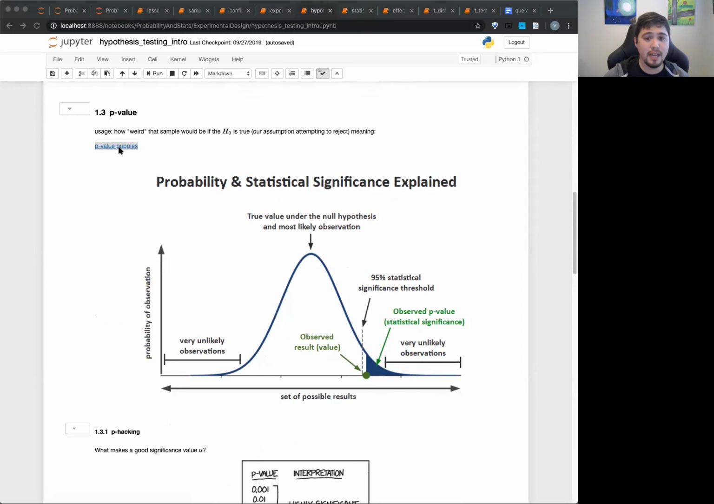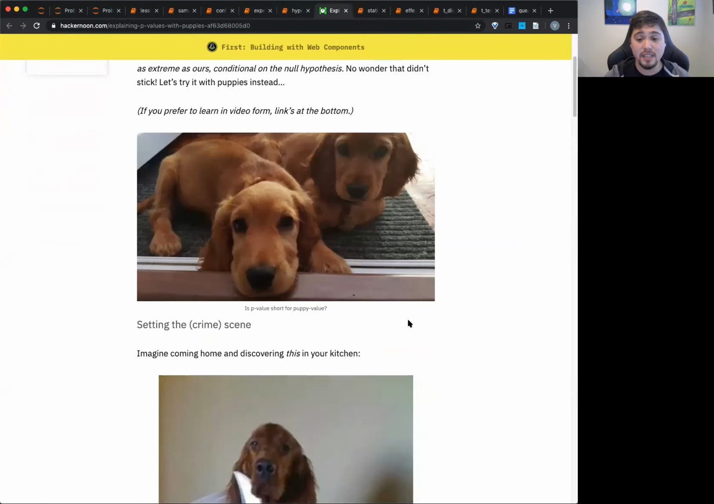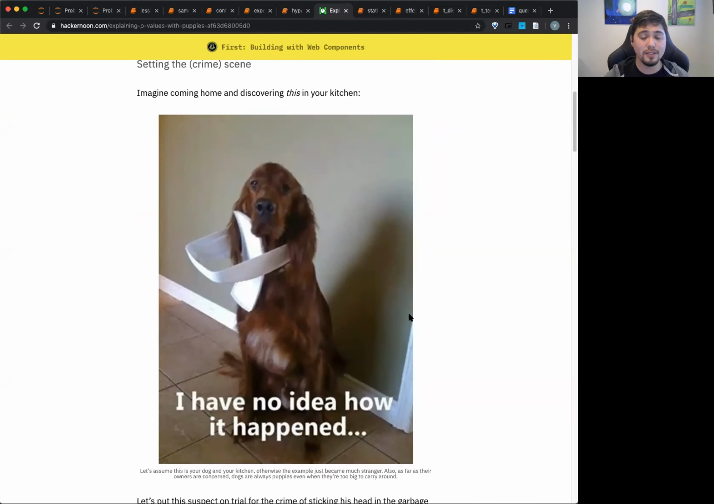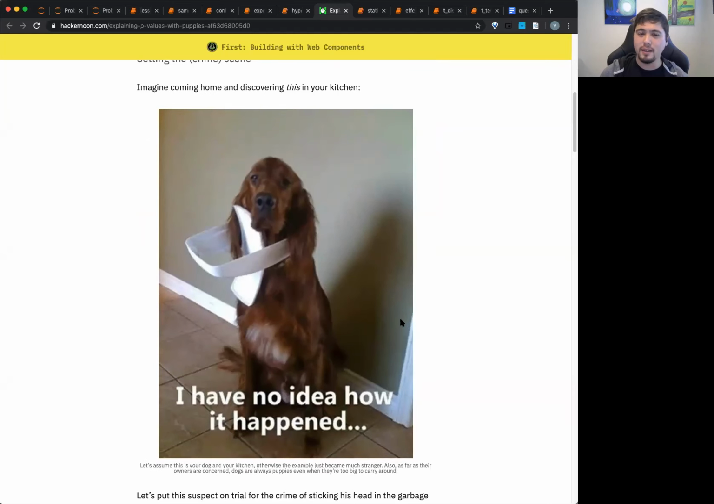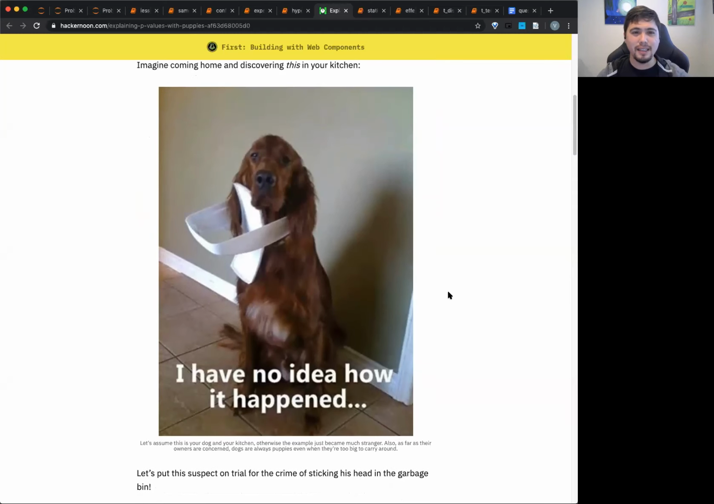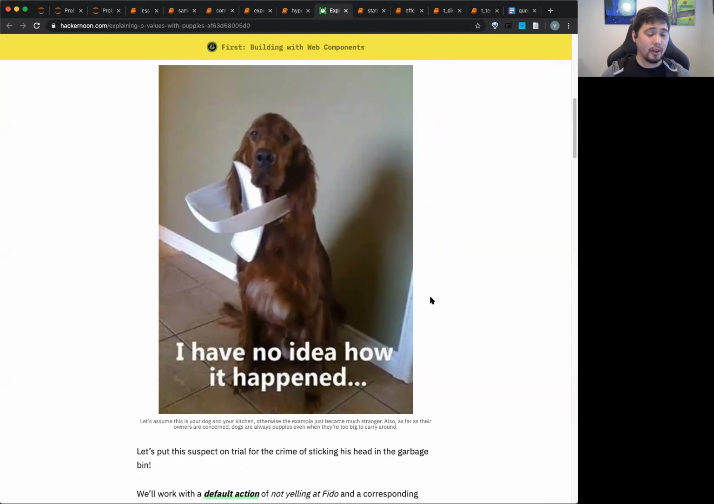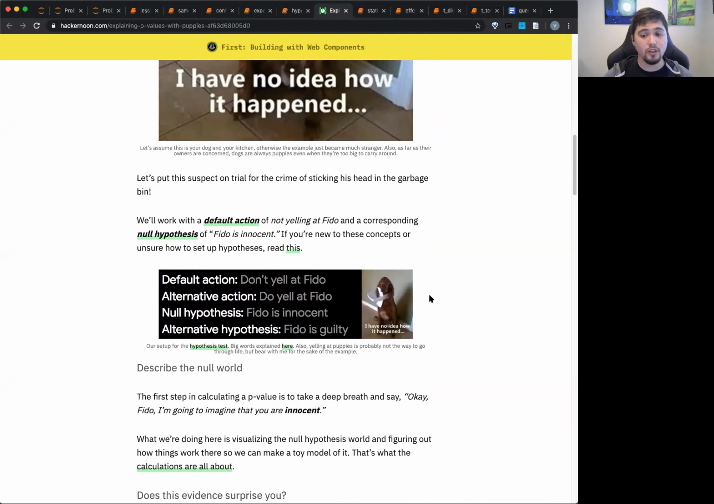I just sent on the Zoom chat this article that explains p-values with puppies, which is just great. It does a really great job, but basically your p-value is describing how weird something is. If you have a low p-value, it means really weird situations would have had to happen. Can they technically happen? Yeah, they could, but it probably means something else. And that's where you reject your null hypothesis.